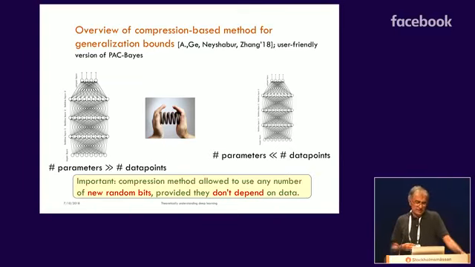And just as an aside, this again has to do with the order of the sampling and so on that I mentioned earlier. The theory works if the compression method is allowed to use any number of new random bits, provided they don't depend on the data. Okay, now of course, many of you know that deep nets are compressible, and in fact, that's how they put them on mobile phones and mobile devices these days. But those are more complicated compression methods, and we'll see that this one is very simple, and it has this property.